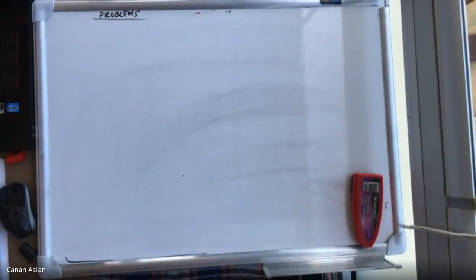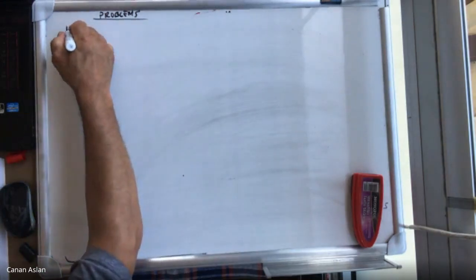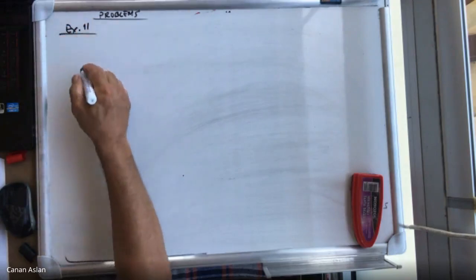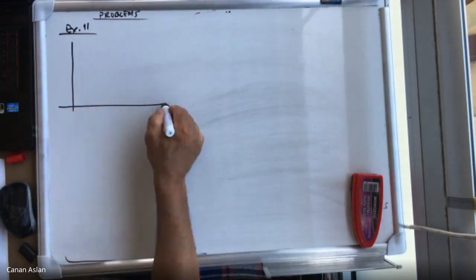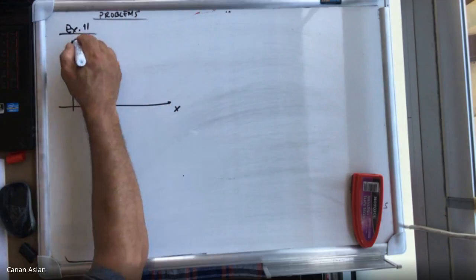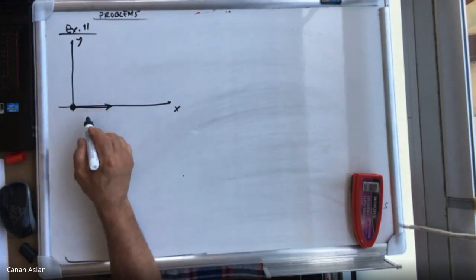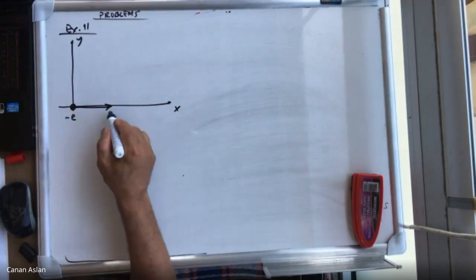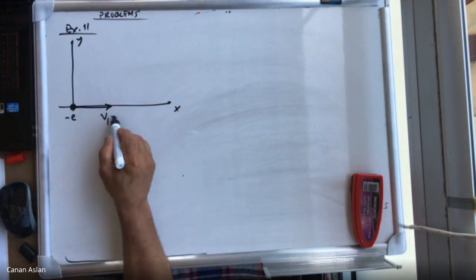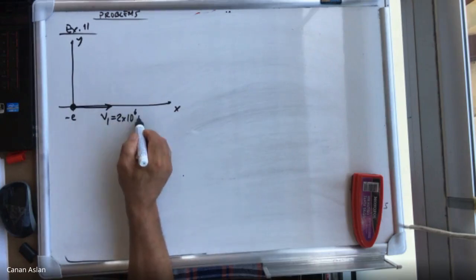So what example do we have left over? Right there. Now, this is two electrons traveling in the same direction. So in this example, we have two electrons moving in two-dimensional space. So this minus E is the charge of the electron. V1 in the positive x direction is 2 times 10 to the 6 meters per second.